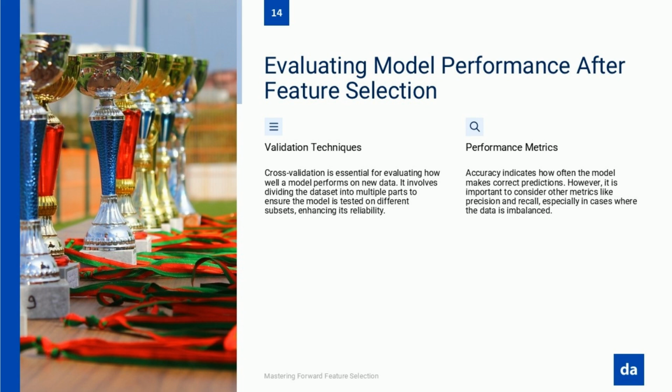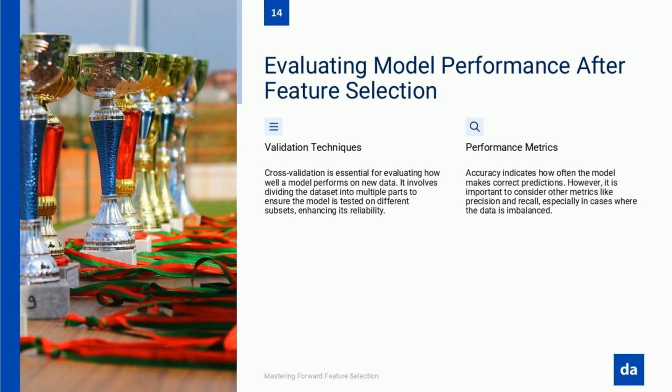For a balanced view, we look at the F1 score, which combines precision and recall into a single number. A high F1 score means the model isn't just getting things right, it's doing so consistently. And if you're dealing with regression instead of classification, you'll want to check metrics like RMSE, root mean squared error, to see how far off your predictions are on average.